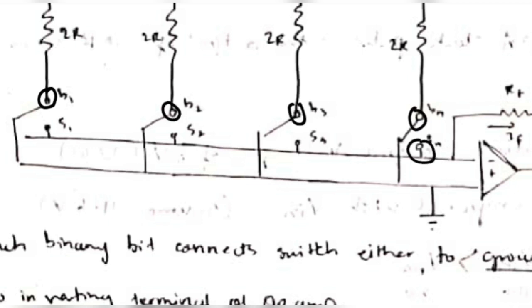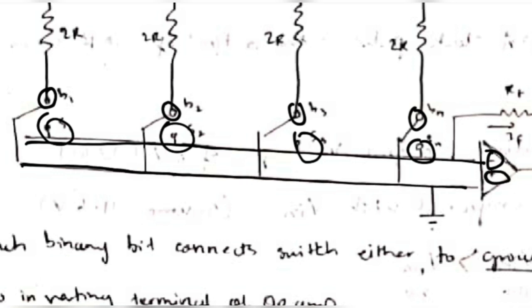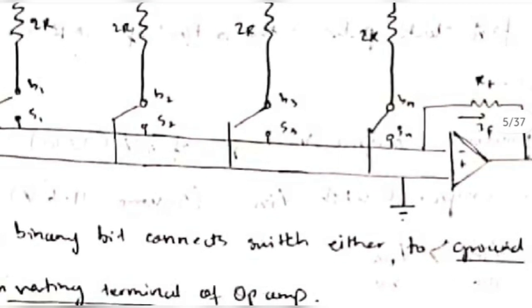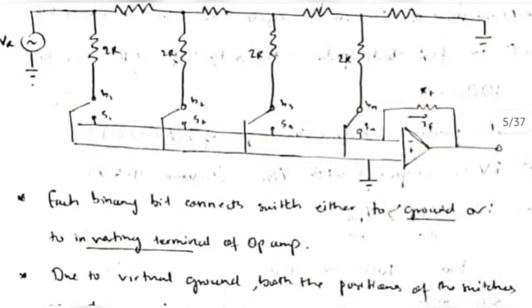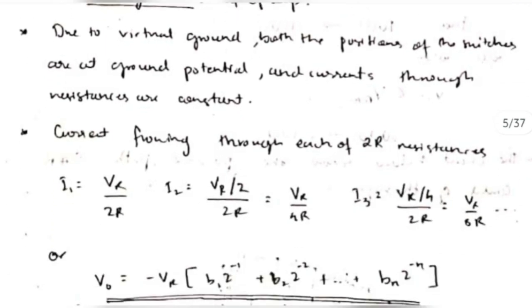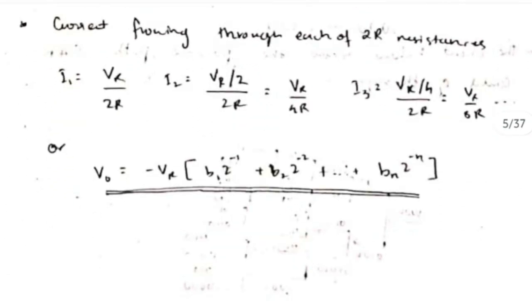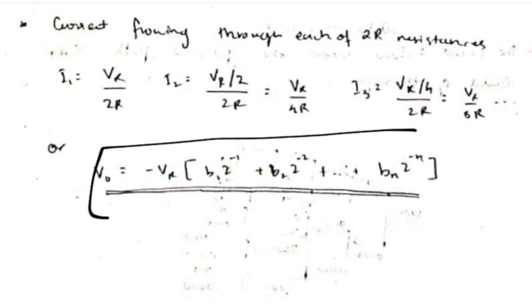If it's connected with this S1, if it's connected with the S input, it will go to the negative terminal of the op amp, and if it's connected with the ground, it will go to the positive terminal of the op amp. So this is the op amp here, and this is the circuit diagram. And see, these are the binary bits B1, B2, B3 till Bn. So this will be connected either to the ground or to the inverting terminal of the op amp. Then after that some theory part is there, and formula. Finally write this formula of V naught.